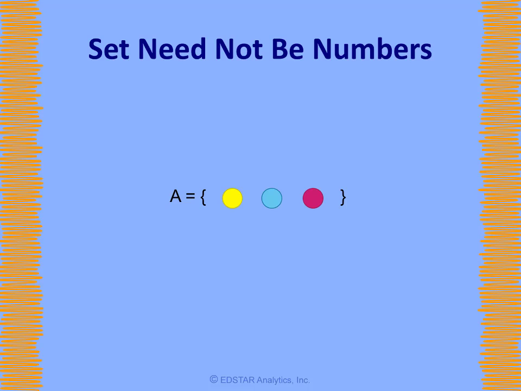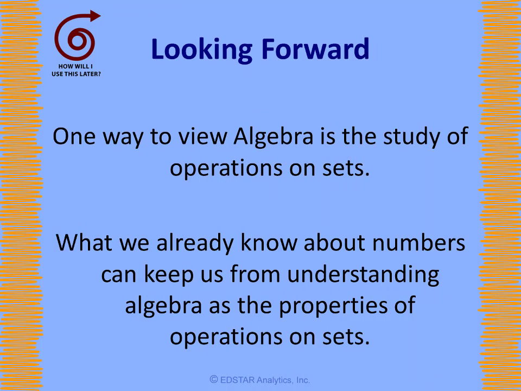The sets are objects, whereas the things in a set are referred to as elements. That's not to say that an element isn't also an object. The elements in a set don't have to be numbers. They can be anything. For instance, here's a set made up of 3 colors. We can use this set in particular as an example to demonstrate some of the basic concepts of algebra.